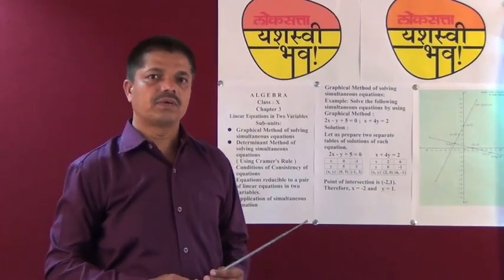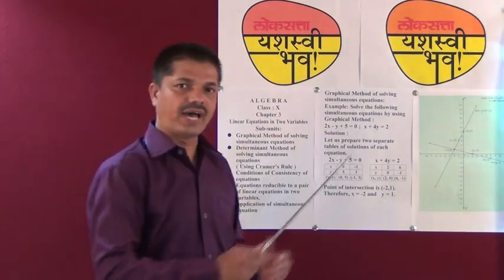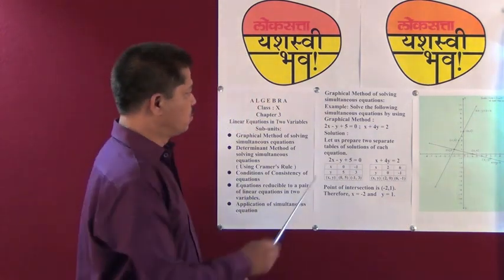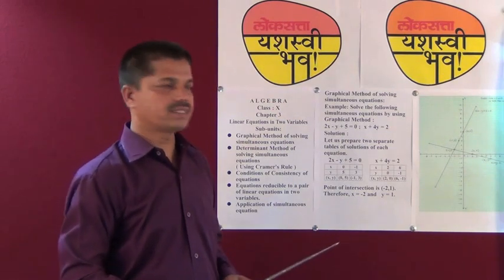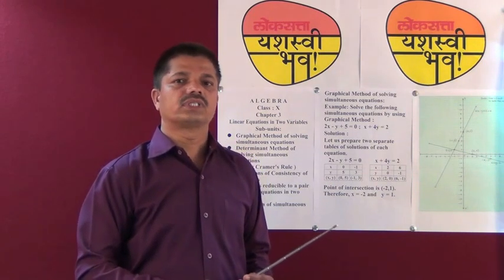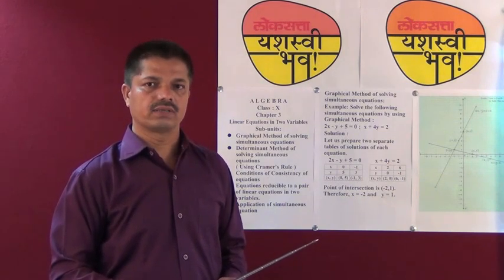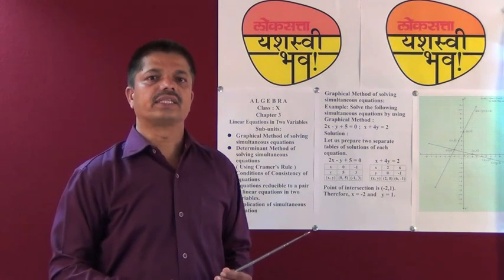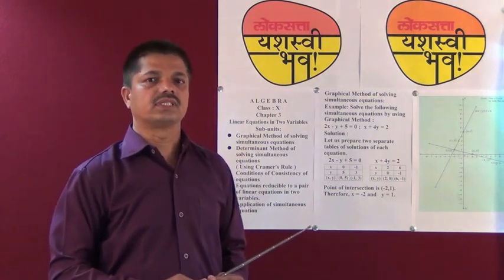In the examination, be careful and write the final answer as the point of intersection of the lines 2x minus y plus 5 is equal to 0 and x plus 4y is equal to 2 as (-2, 1). Therefore the value of x is equal to minus 2 and y is equal to 1. This point satisfies both the equations, and therefore it is the solution of the 2 equations given to us.